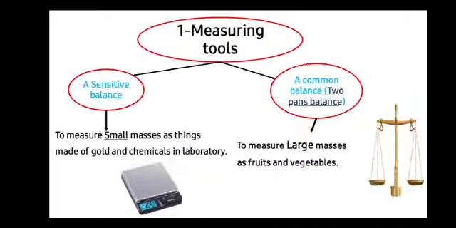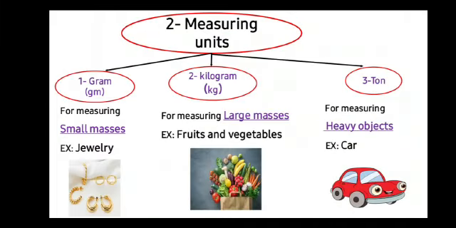Now, the measuring units of mass. We have three measuring units of mass, which are gram, kilogram, and ton. Gram is the smallest unit of mass, which is suitable for measuring small masses. When I say this ring or this earring is 3 grams, okay.